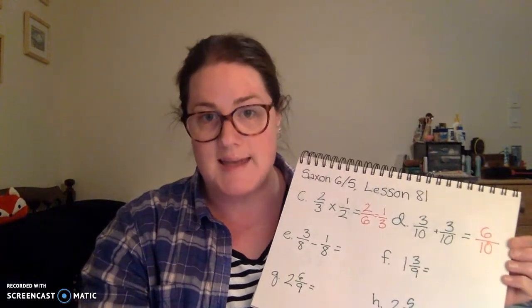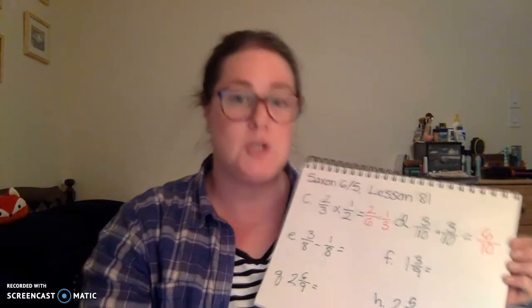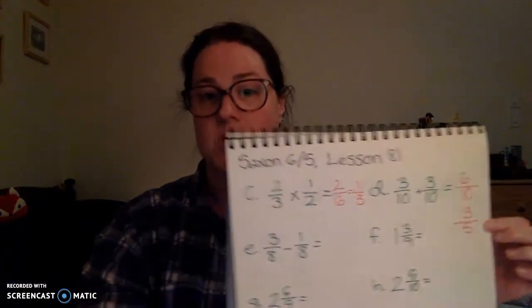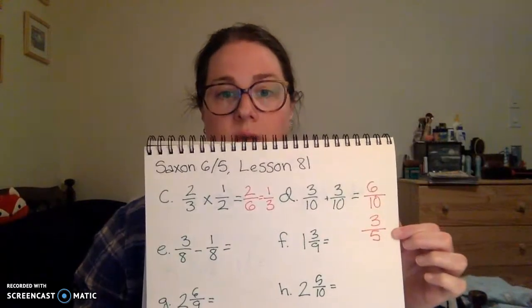6/10, 6 and 10 can both be divided by 2. 6 divided by 2 is going to be 3. 10 divided by 2 is going to be 5. And my new fraction, my reduced fraction, is 3/5. Fair enough?